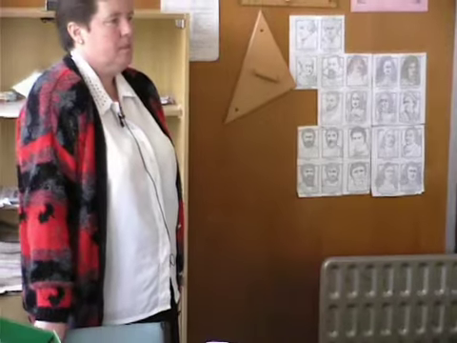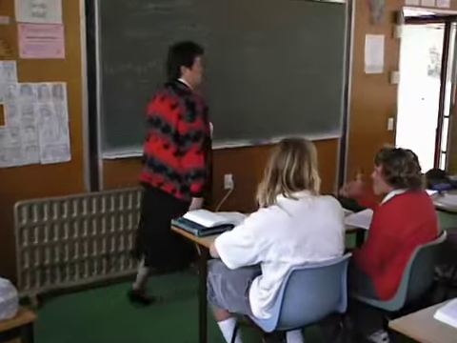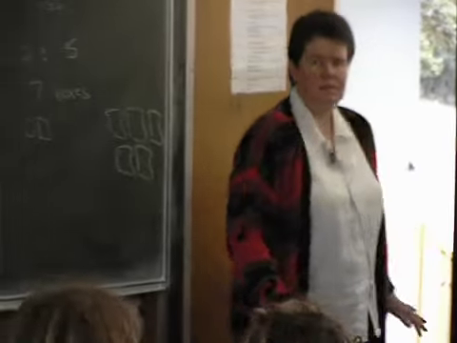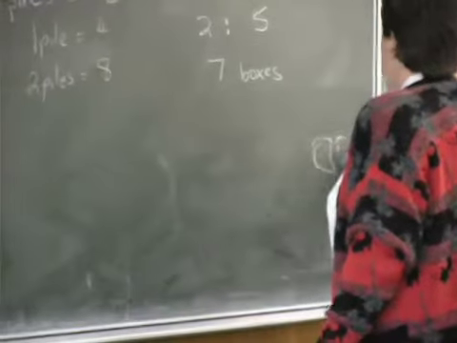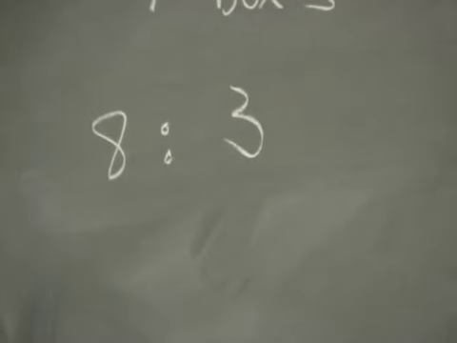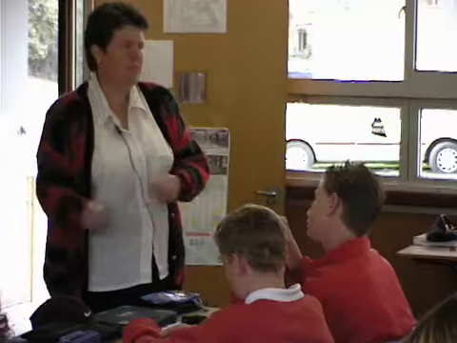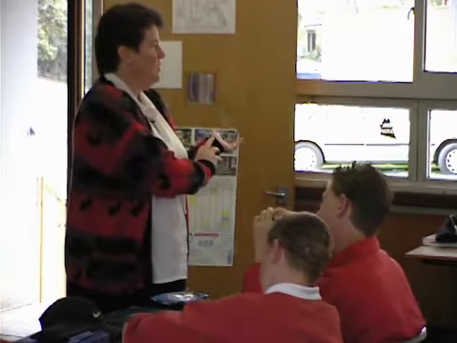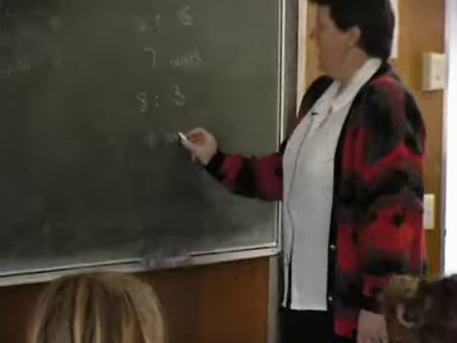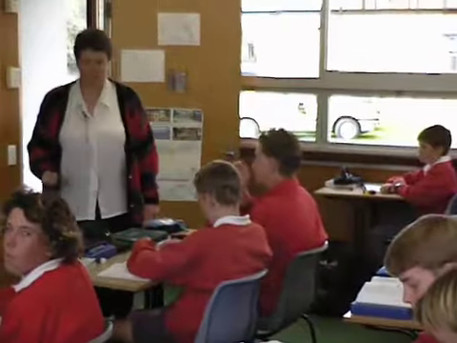Okay, what about 8 to 3? A ratio of 8 to 3. If you've used 8 to 3, you should have 8 empty boxes on your left-hand side and 3 empty boxes on your right-hand side, which means you have used 11 boxes, shares, piles, whatever you want to call it, any kind of group word. Okay.